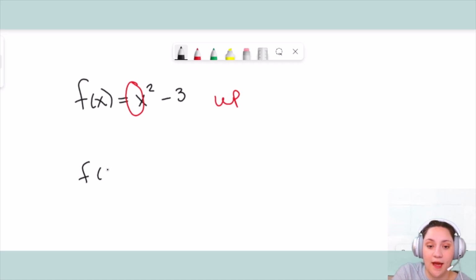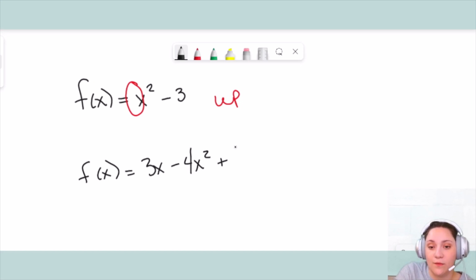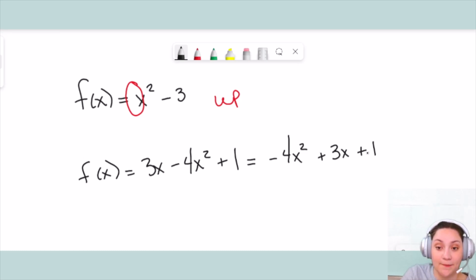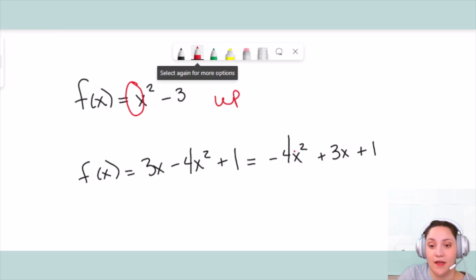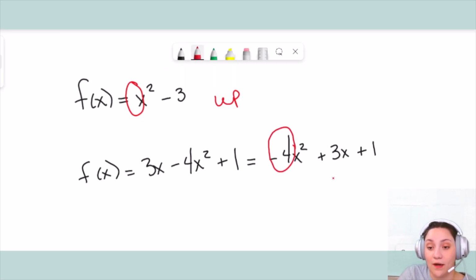And I can look at another one. f of x is equal to 3x minus 4x squared plus 1. And I have to be careful because this is not given to me in standard form. This is given to me in just some rearranged form. So I need to put it into standard form. Negative 4x squared plus 3x plus 1. So now that I've taken care of that, I can look at my x squared coefficient. It's negative 4. So this parabola would open down. So I didn't have to make a table, I didn't have to graph it, I could just look and see which direction these parabolas would open if I did graph them.